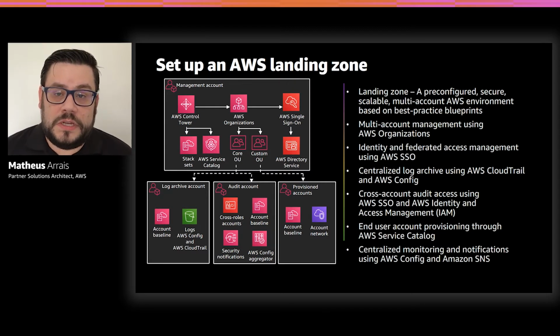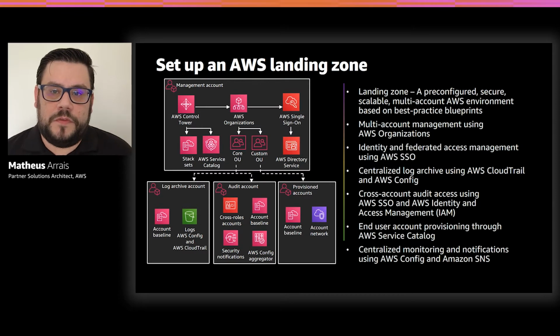The first account is called Log Archive, with an account baseline and an Amazon S3 bucket to centralize your logs, provided by AWS CloudTrail and AWS Config. The second account is the audit account. It also has the account baseline, along with cross-account roles provided for IAM and security notifications for your AWS Config aggregator. The second OU under the AWS organization is the custom OU, and this is for the accounts that you're going to provision later on.